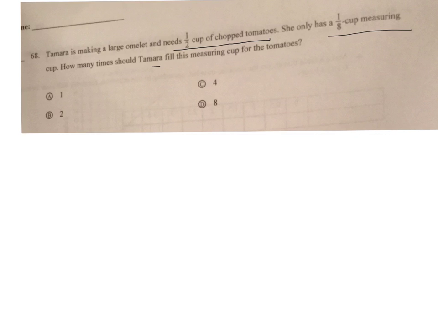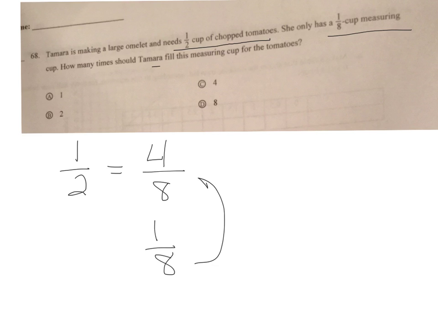So we need to make a common denominator because a half of a cup and 1/8 of a cup are two different denominators. So we can change this 1/2 into 4/8. And then that would tell me that I would need 4 of the 1/8 to make a half of a cup. So 4 would be the correct answer.